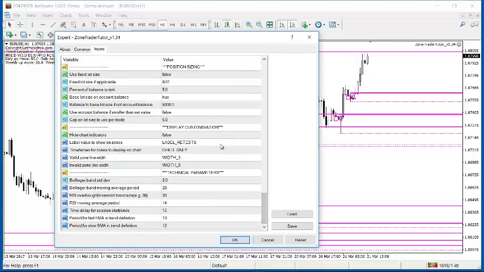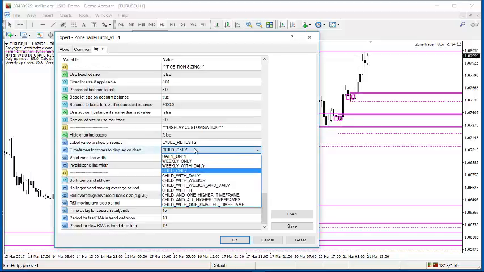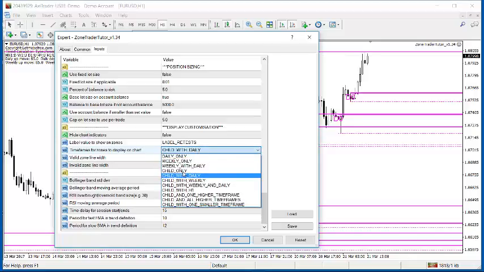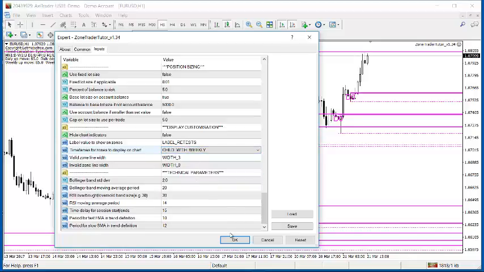And then you've got various display customizations, so you can hide these indications over here if you're not interested in them. You can have various combinations of zone displaying on one time frame, so child of one smaller time frame, child of daily I showed you earlier, or even just weekly only. Let's say weekly only.